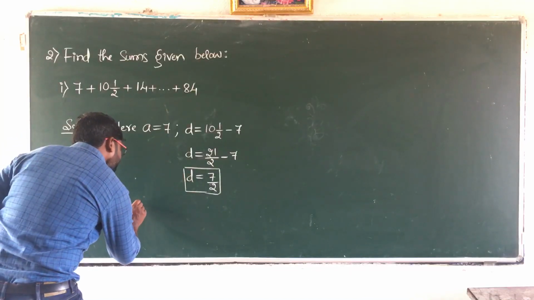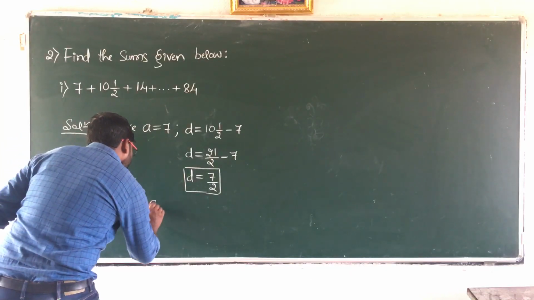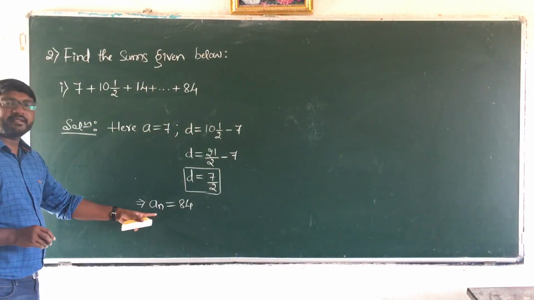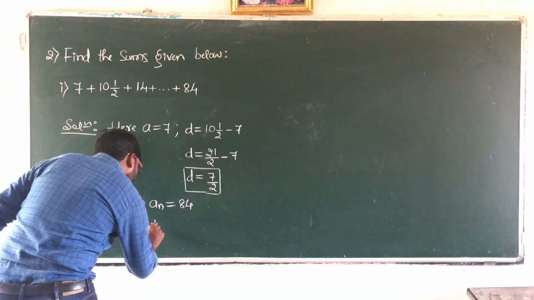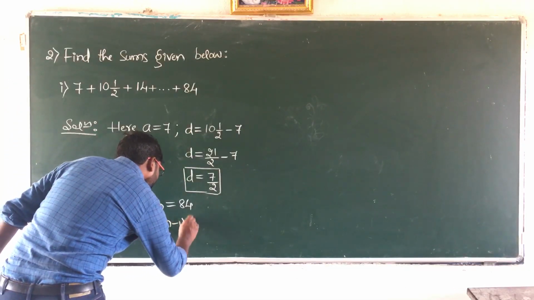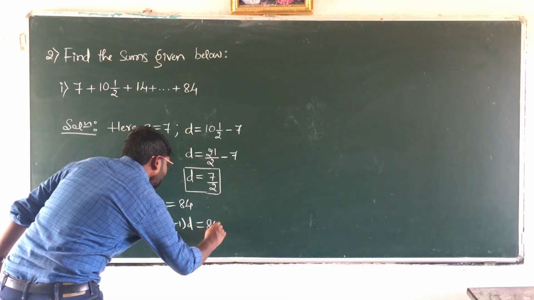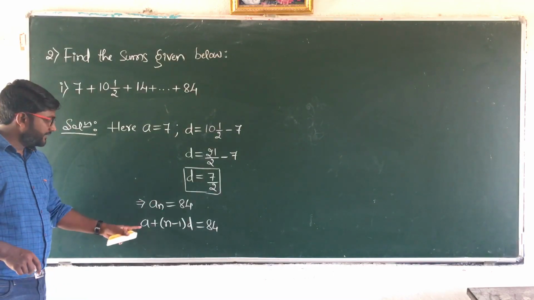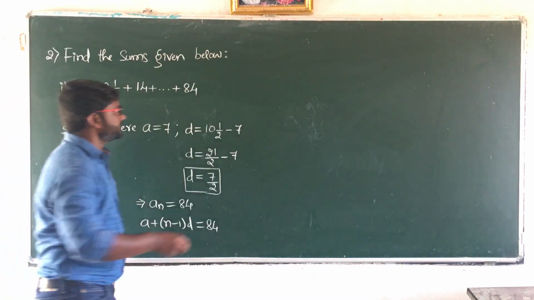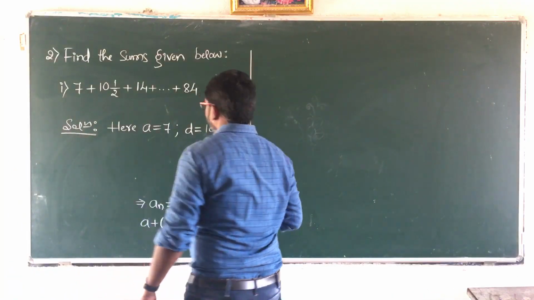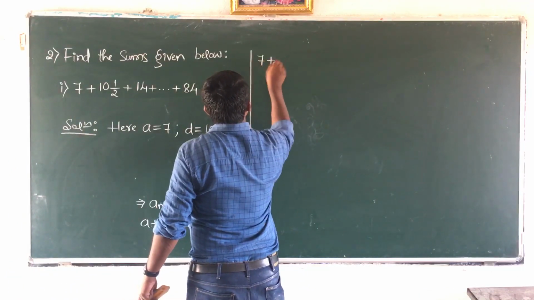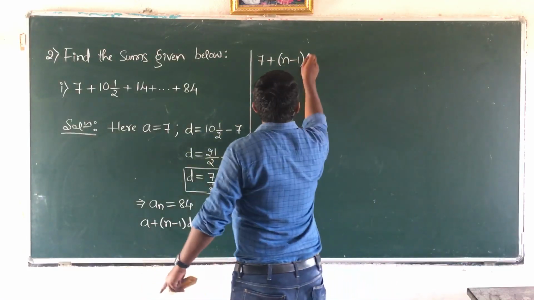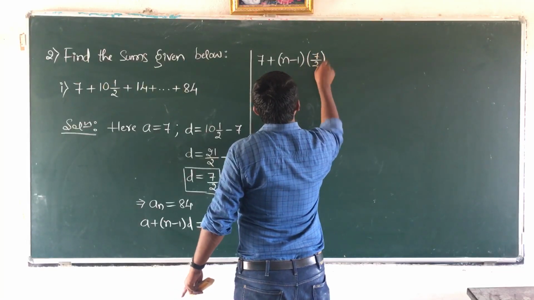So this implies an is equal to 84. an is equal to 84. What is the an formula? a plus n minus 1 into d is equal to 84. So let us simplify this now. If we simplify this, we get the value of n. We know the value of a and d. Let us substitute that. What is a here? It is 7. 7 plus n minus 1 into d. What is d here? It is 7 by 2.